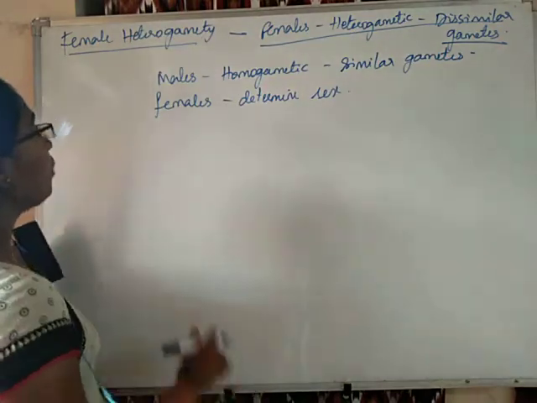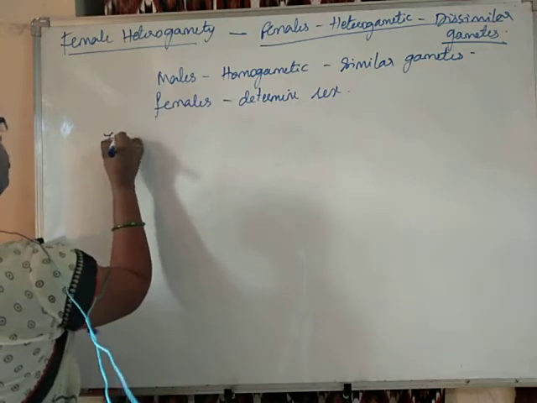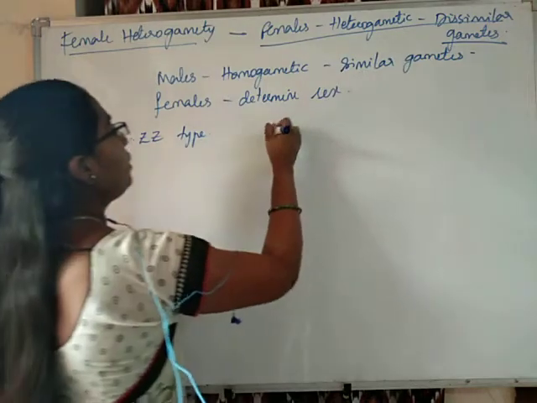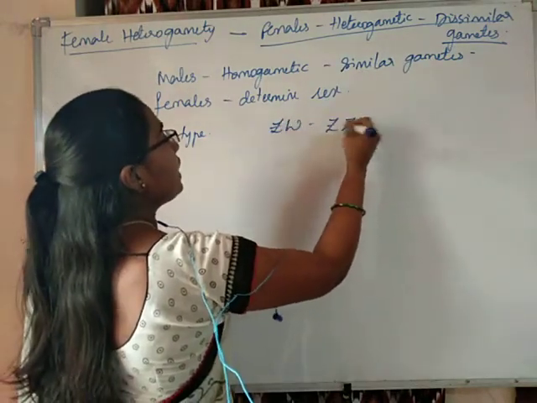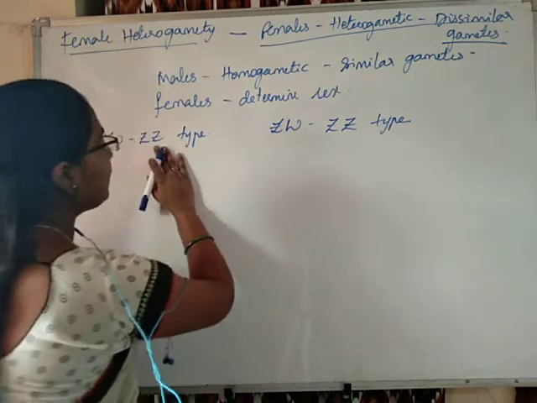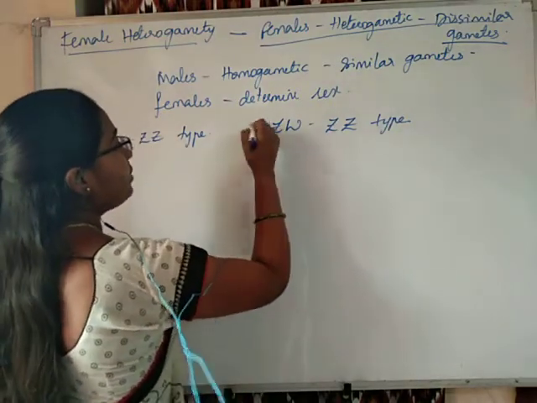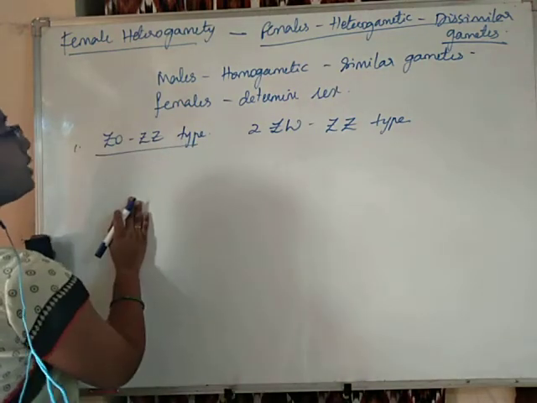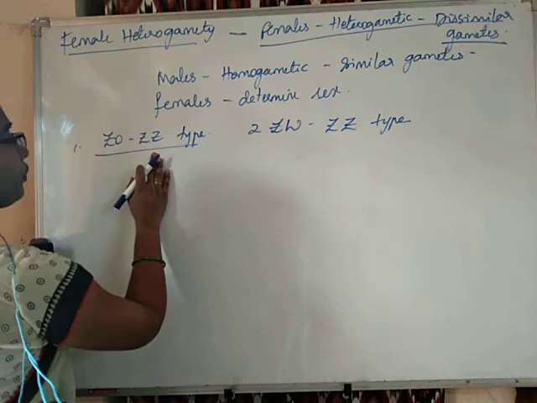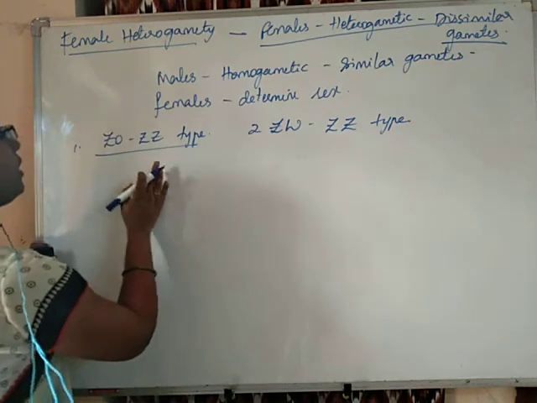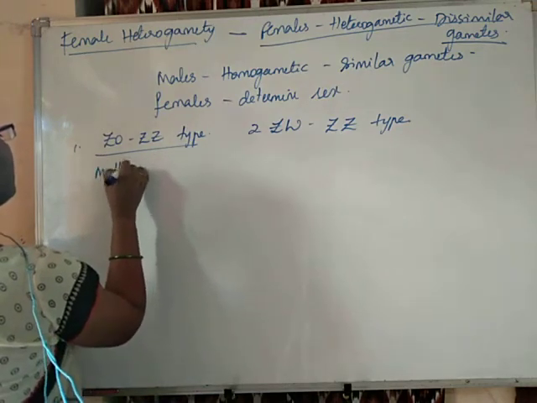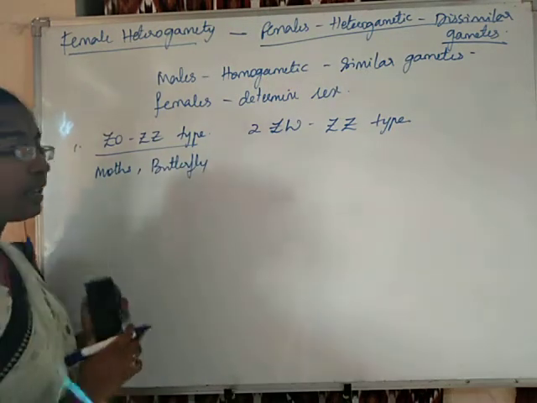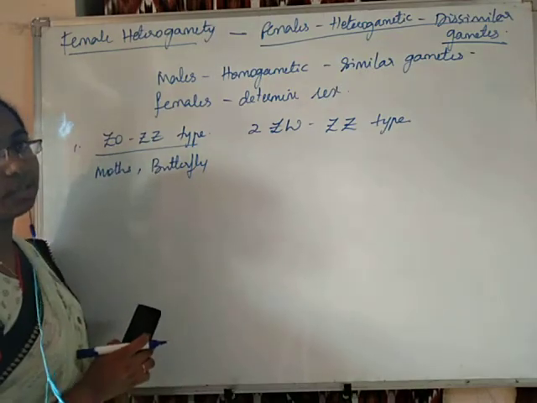This is also of two different types: ZO-ZZ type and ZW-ZZ type. These are the two types of female heterogamety. First we will learn about the ZO-ZZ type. ZO-ZZ type of female heterogamety is found in moths and butterflies. Moths and butterflies contain ZO-ZZ type of sex determination.